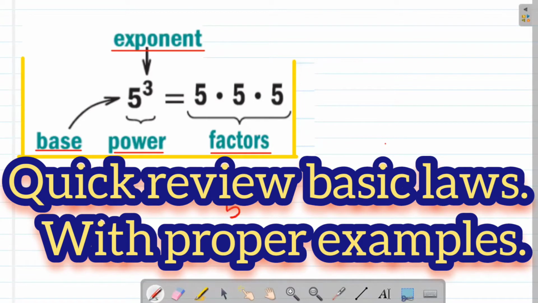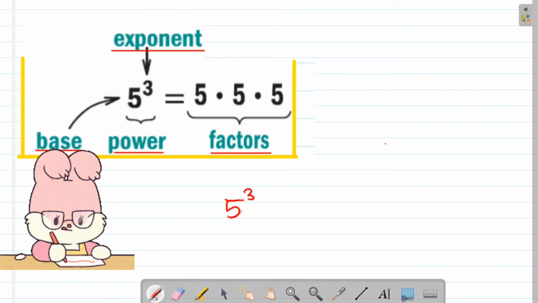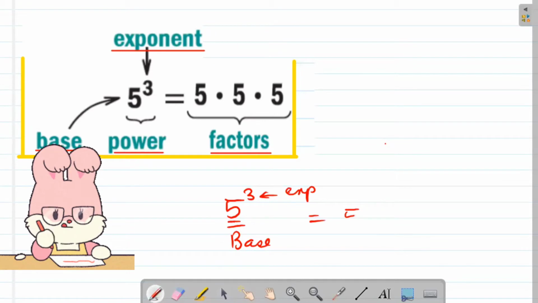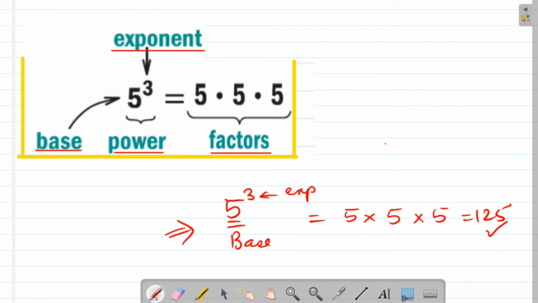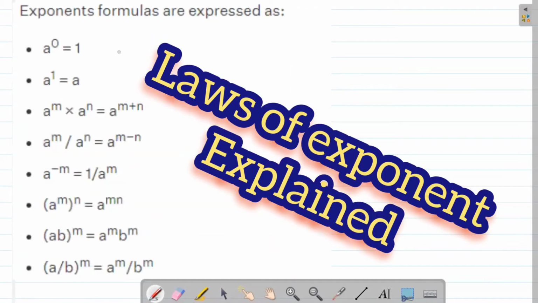If a sum is given, that is 5 raised to 3, what is the meaning of 5 raised to 3? This 5 is called the base, and this 3 is called the exponent. In the usual format, we write it as 5 into 5 into 5, that is nothing but 125. So this is the usual number, and this is the exponential format, which is also called the power format.